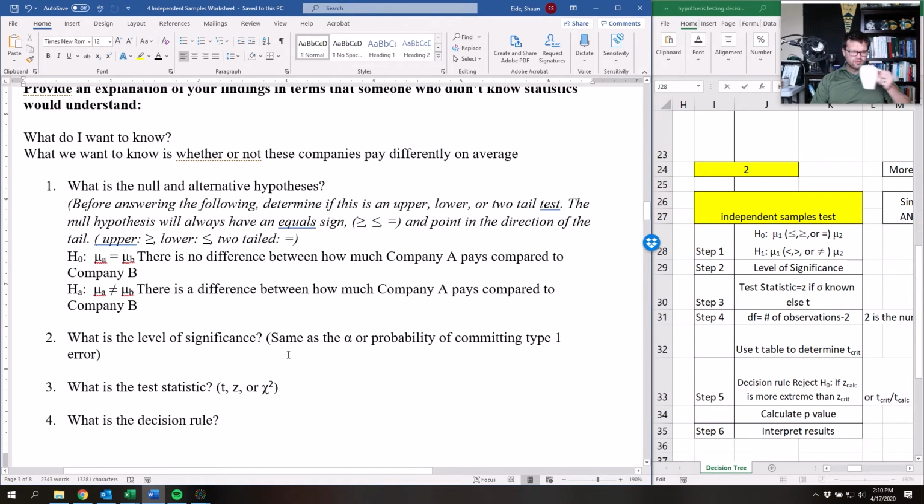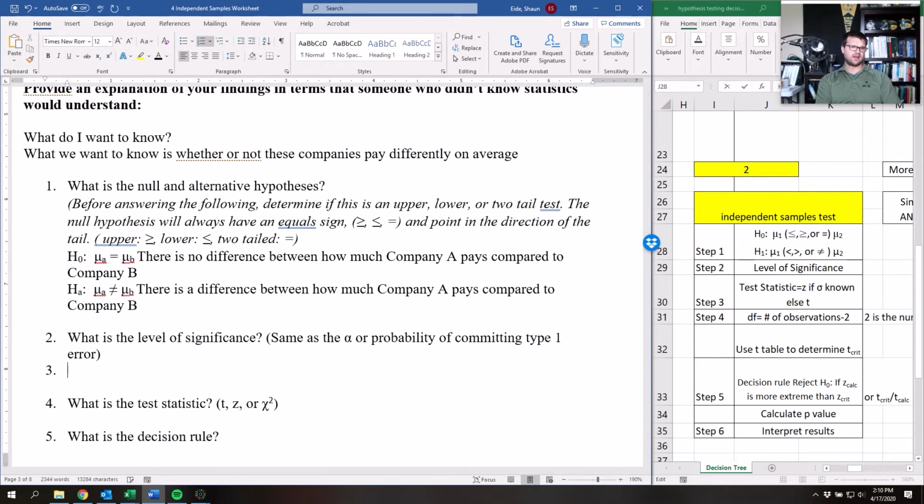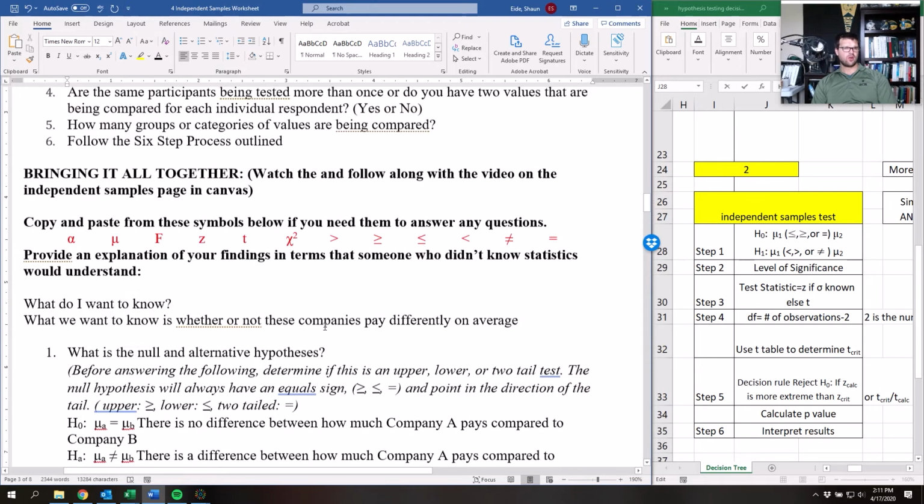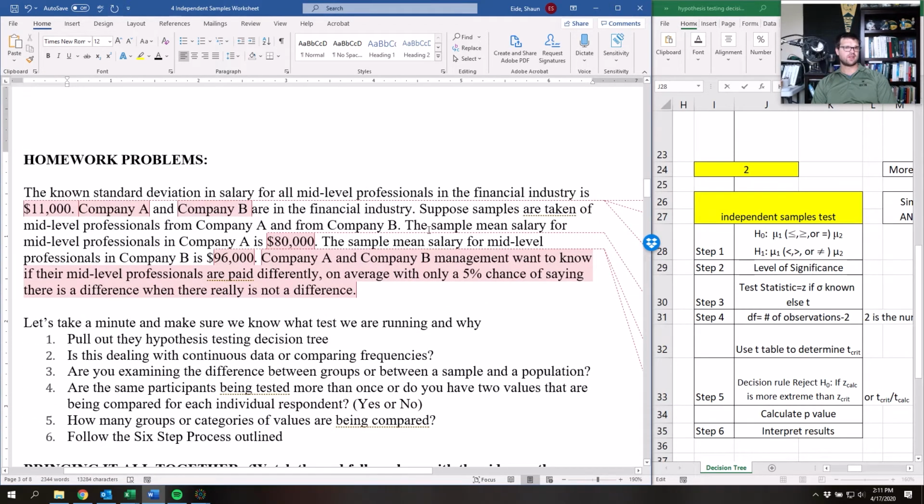And so the level of significance is going to be 0.05. Okay, what is a test statistic? Well, the way that we determine what the test statistic is, is whether or not we have the population standard deviation. If we have the population standard deviation, then it's going to be z. If we don't, then it's going to be t.